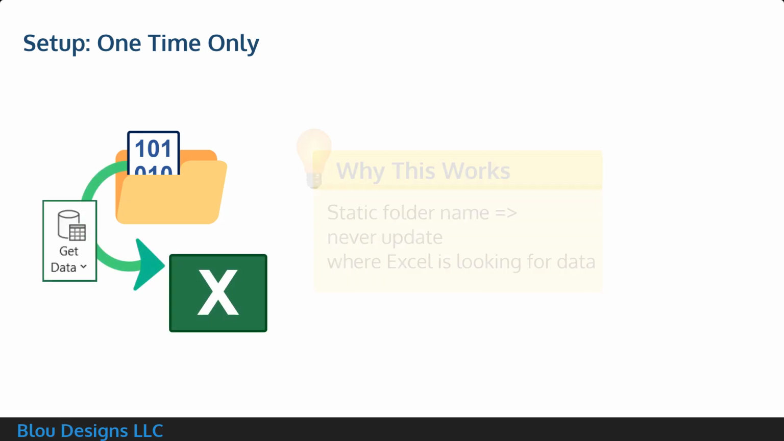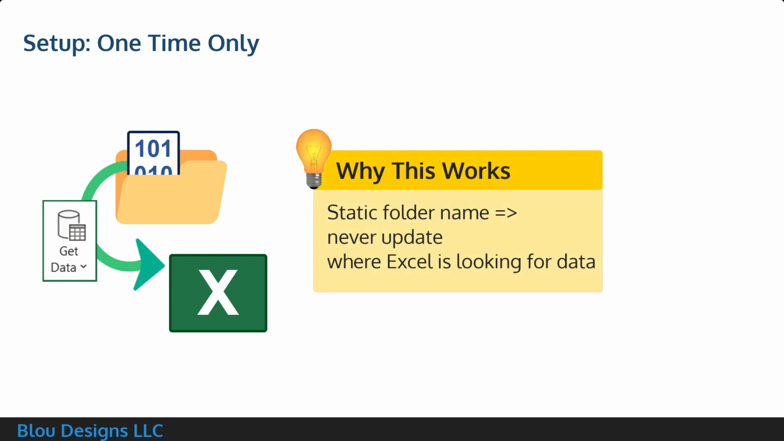Let's start with a bird's eye view of the two-phase process behind the solution. Phase 1 is setup, which you perform one time only. Here, you create a data folder in your file system and set up your workbook to pull its data from this folder. Because the folder name doesn't change, you never have to update where Excel is looking for the data, meaning that the data folder acts as a bypass for changing file names.